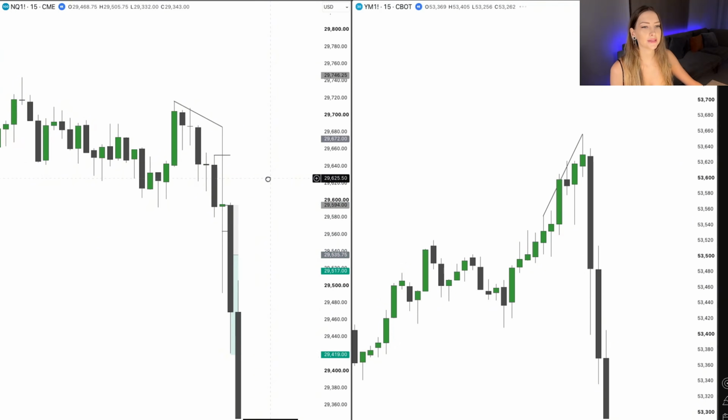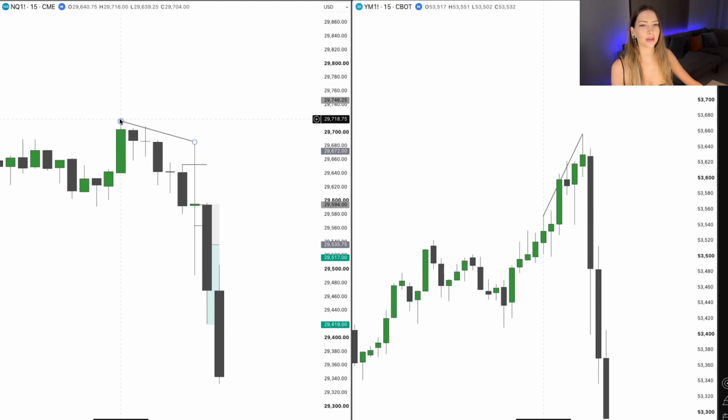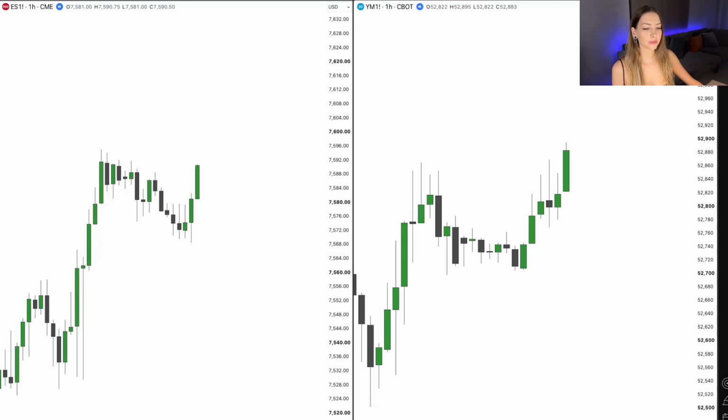Why? We had this SMT with YM, NQ did not take the high, and YM did. So when I see this SMT paired with my swing formation, I can trade the expansion in C3 and potentially the expansion in C4. Now let's look at this example.